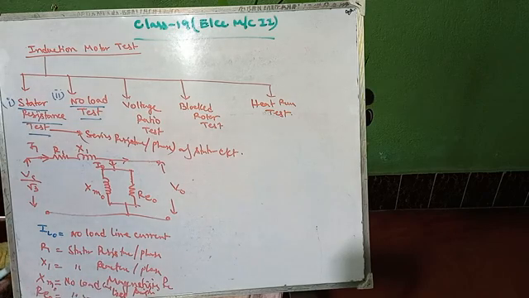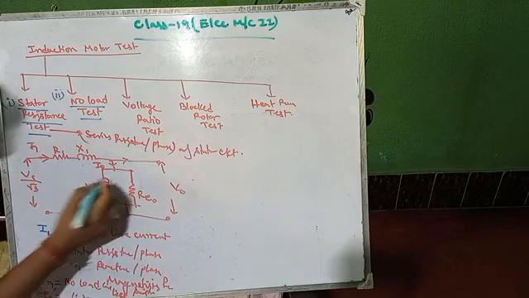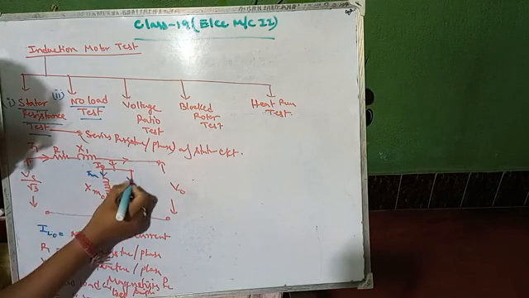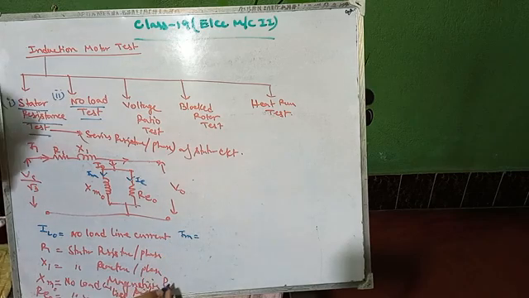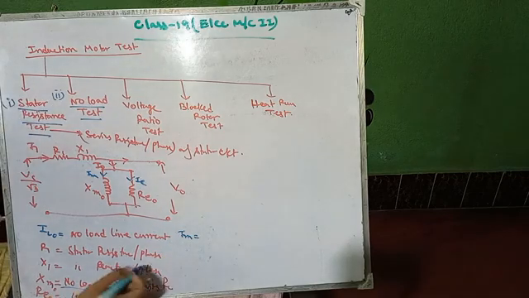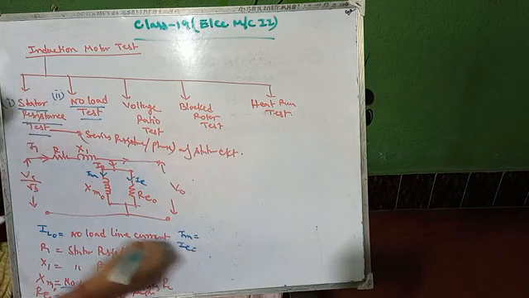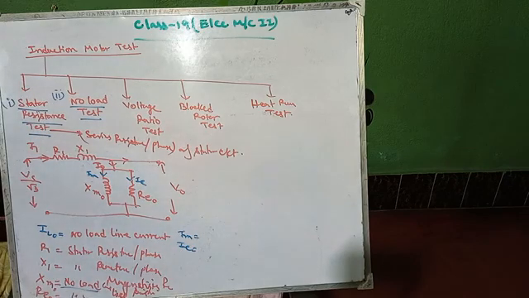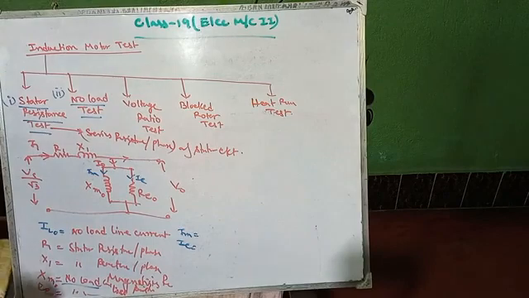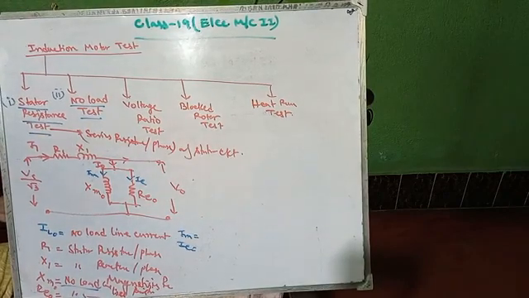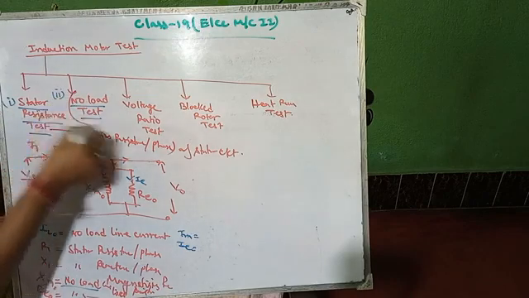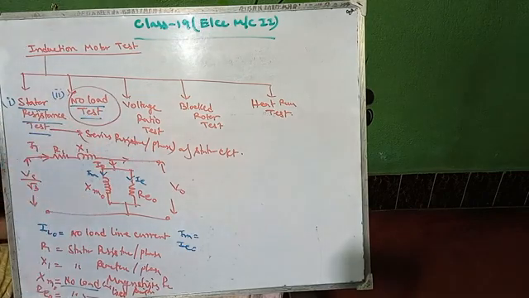Okay, and this is divided into Im and IE. So Im equals no load magnetizing current, and IE equals no load core current. Okay, so now what are the formulas you have to remember? You have to remember some important formulas from this no load test. There is a numerical.